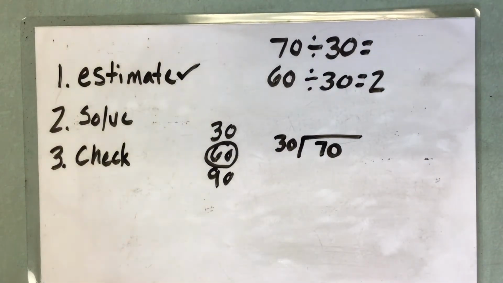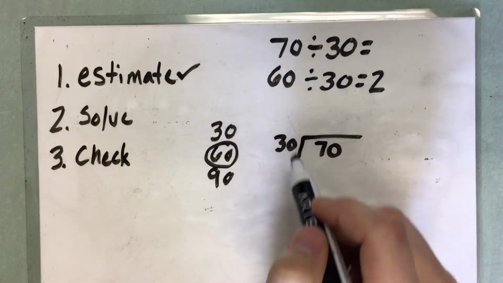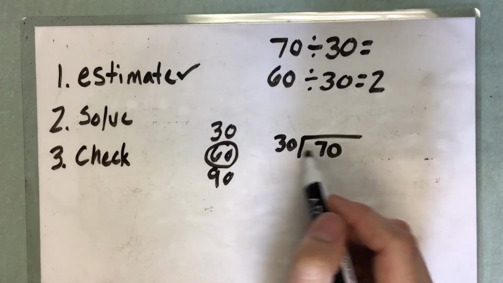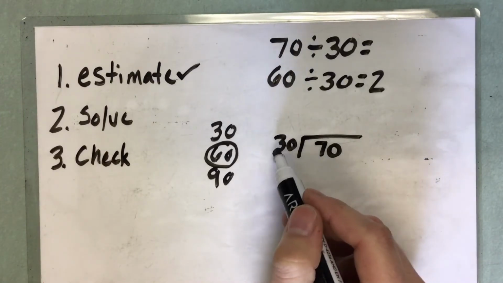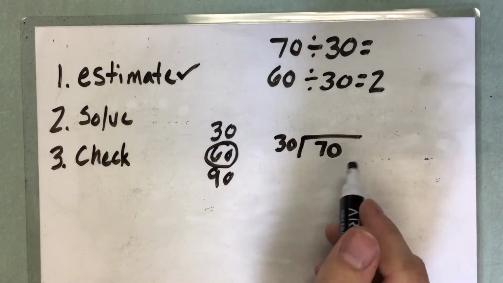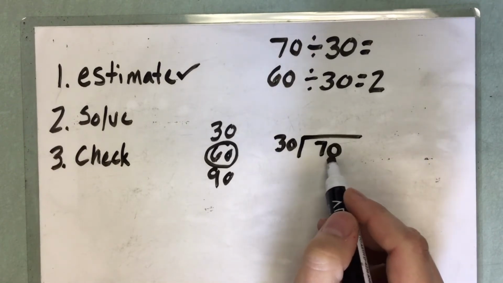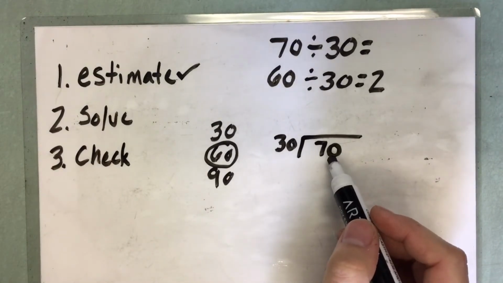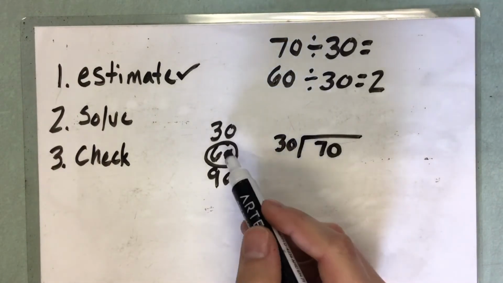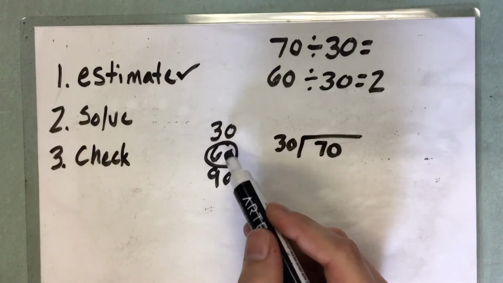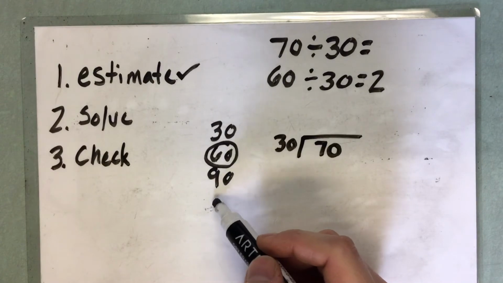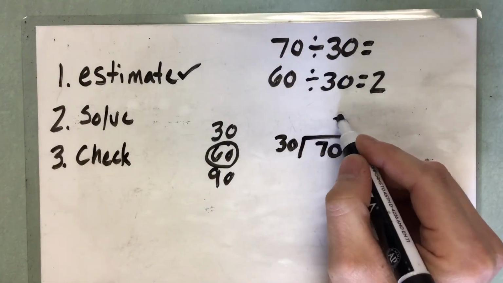Now, if I'm looking at my written method, can I divide 7 into 30 equal groups? No. So I'm going to move on and think about this as 70. How many times will 30 go into 70? Well, I know based on my estimate that it can go into 60 twice, and then if I did one more time, that would be 90, which is too many. So it can go into 70 2 times.